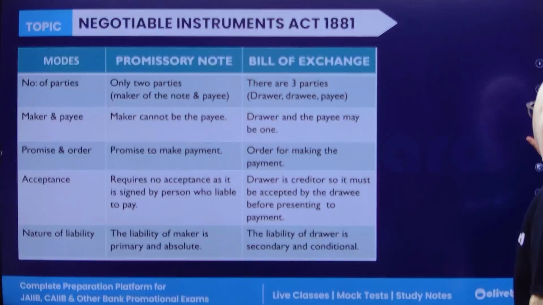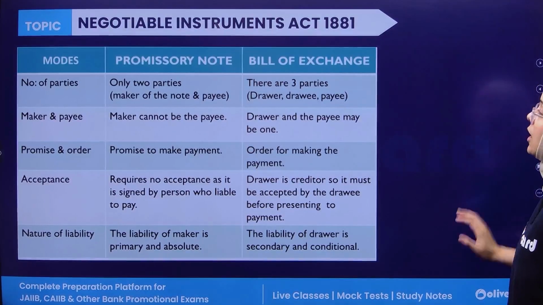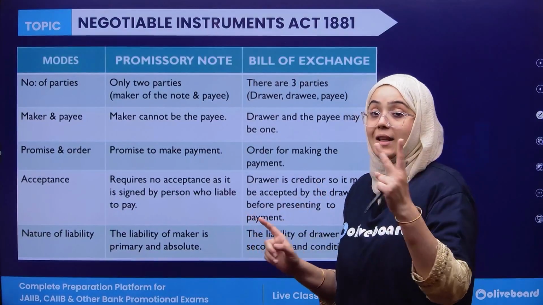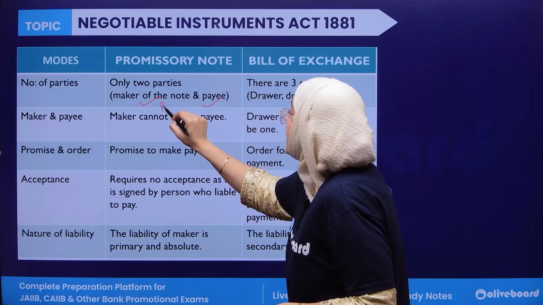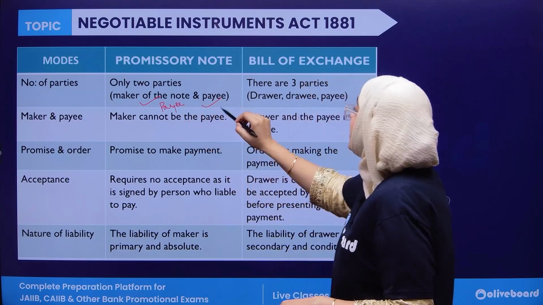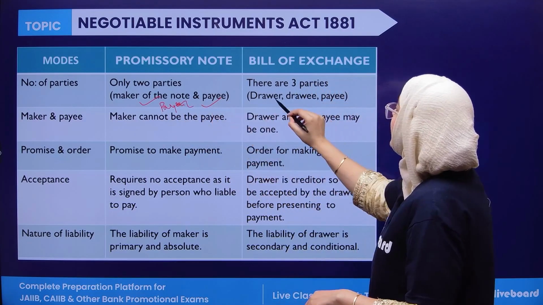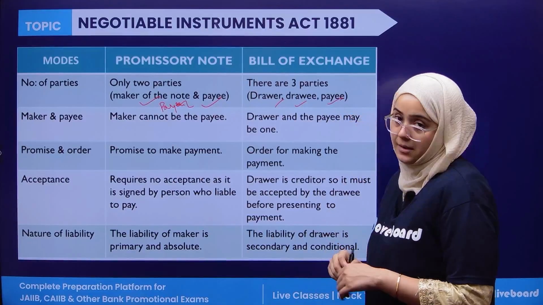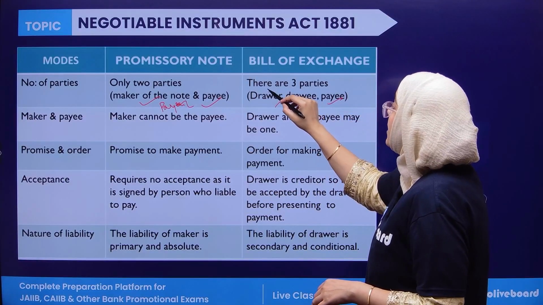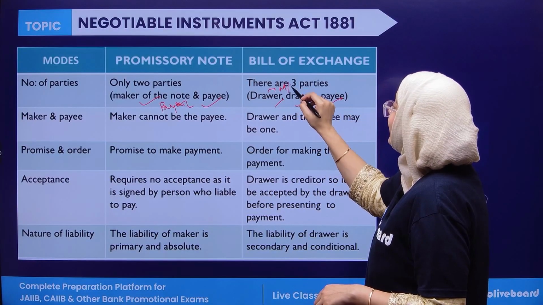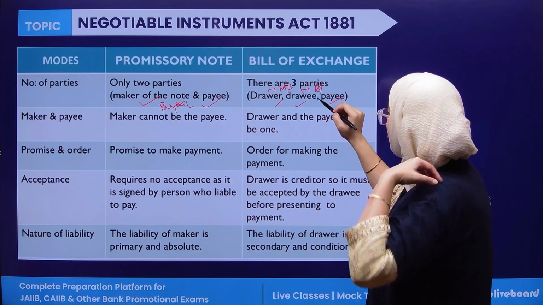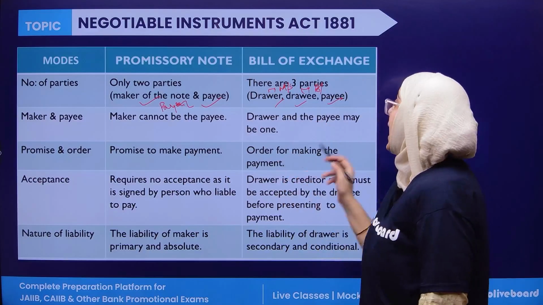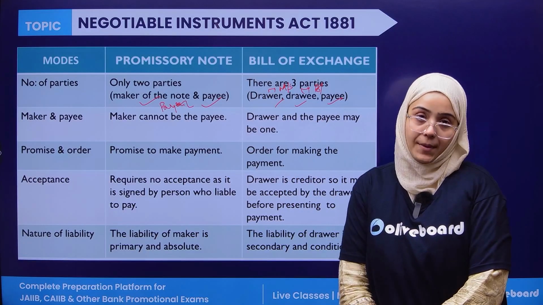Lastly, the difference between these two. First of all, in a promissory note there are only two parties, the maker and the payee. The maker is the payer, and the payee. In a bill of exchange there are three parties: drawer, drawee, and payee. The drawer is the maker, or you can say the seller. The drawee is the buyer, or the person who is directed to pay, and the payee is entitled to receive the payment.